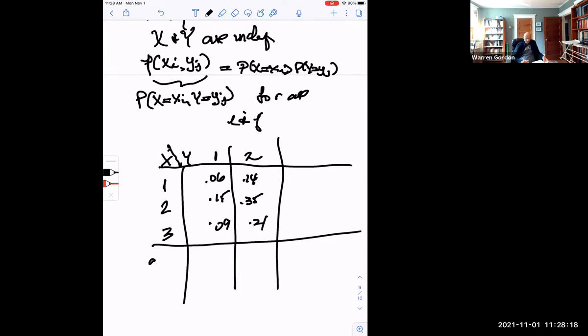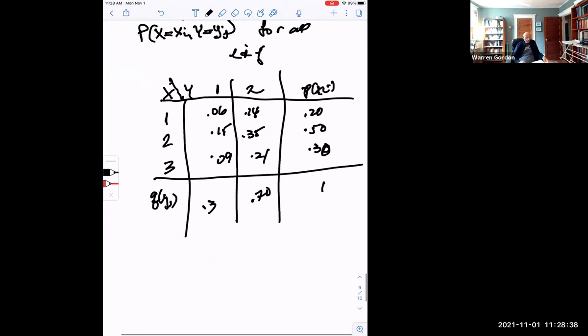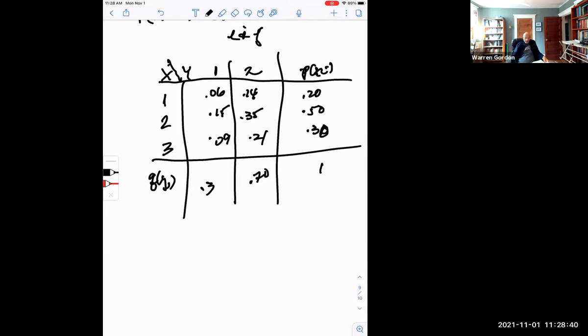This is Q of y sub j, P of x sub i. This is 0.2, 0.5, 0.3, 1, 0.7. Okay. Now I just replicated the table on page 130.